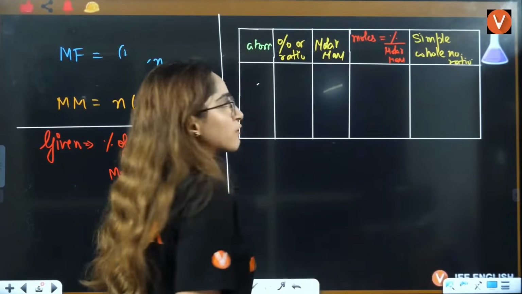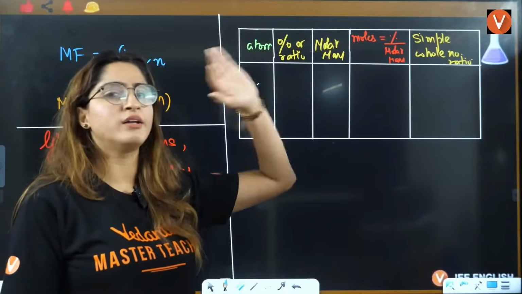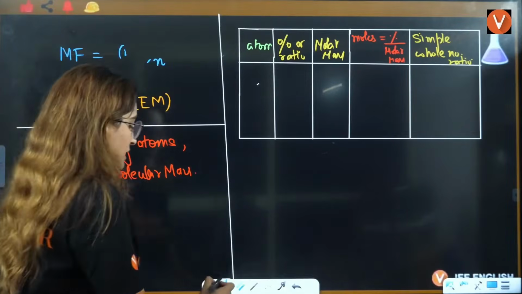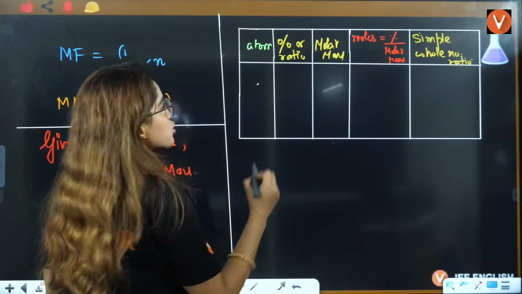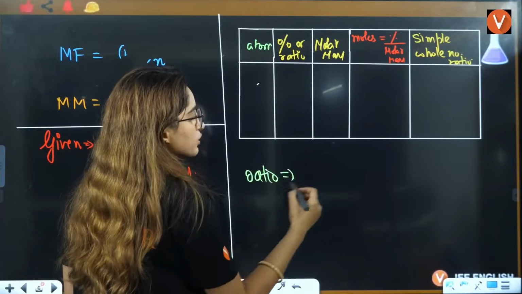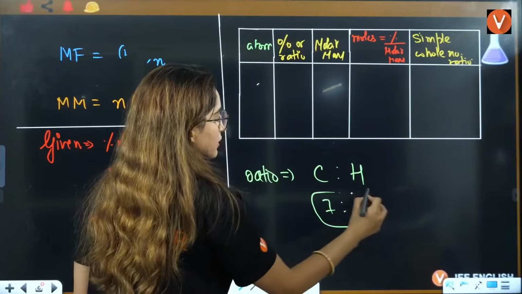In the end, we will calculate the simple whole number ratio. That will be 1, 2, 3, 1, 1, 1. Anything like that will come up while solving the question, right? Now, see one thing. I also told you that they can also give you the ratio. In ratio, they can give you carbon and hydrogen as 7:3.